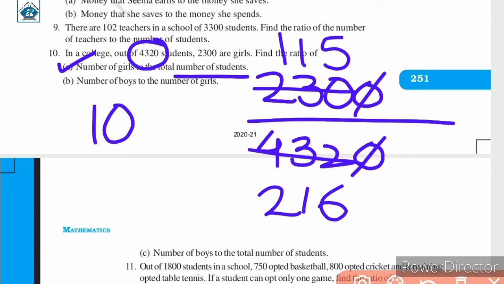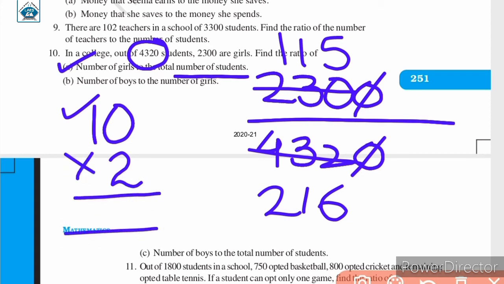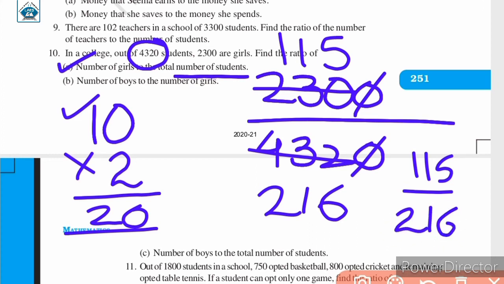Now 115 and 216 are not further divisible by any common number, that is these two numbers are co-prime numbers. So यहाँ पे initially हमने 10 से divide किया numerator denominator को, and then we divided it with 2. So when we multiply these two we get 20. तो यहाँ पे 4,320 and 2,300 का HCF क्या है? It is 20. So when you divide the numerator and the denominator with the highest common factor, you get 115 upon 216.